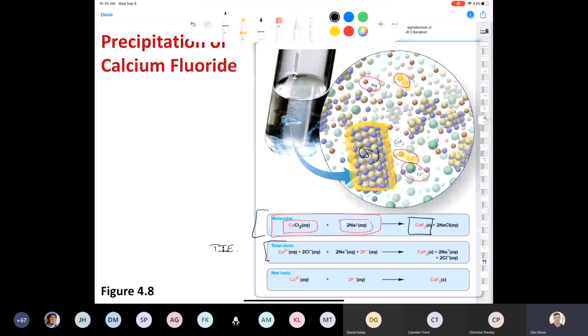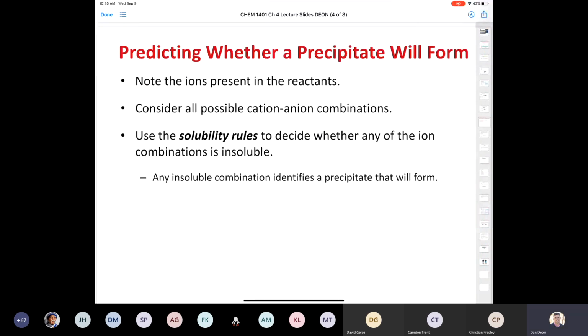Give me a thumbs up if you follow me thus far on a precipitation reaction. Just this far. Let's see here. Scroll down. Okay, good. Thank you, Blake, Matthew, Bryn. Wonderful. Excellent.